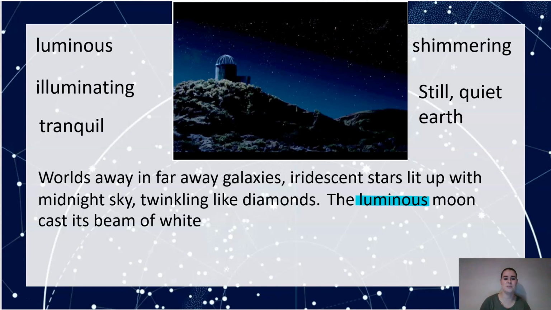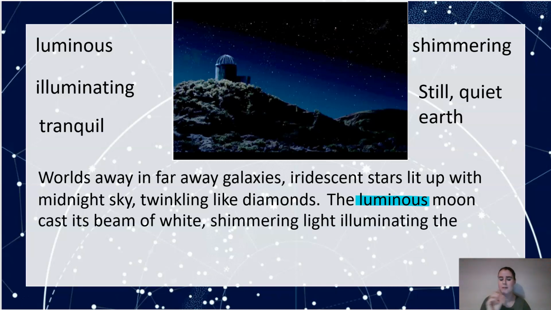Okay, so I've got cast its beam of white shimmering light, illuminating them. Now, before I write the rest of that sentence, you can see I've got white shimmering, so I've actually used an expanded noun phrase there. I've added not one but two adjectives in there. So illuminating, again, my vocabulary, the sleeping world below. Now, I like the idea of using sleeping world below because that suggests an atmosphere of calm, of peace, and of quiet.